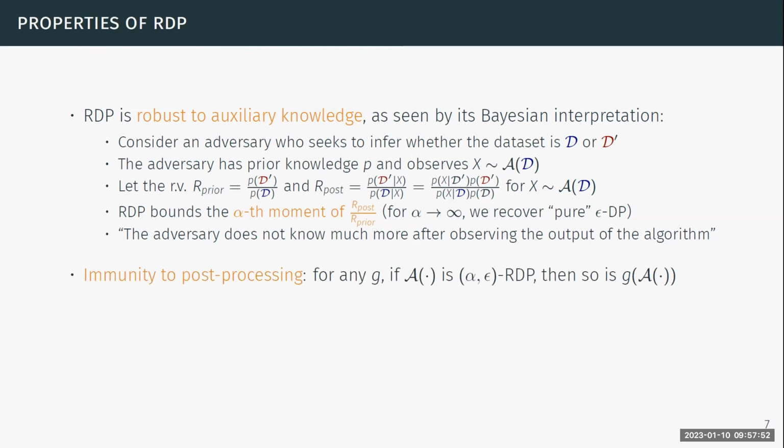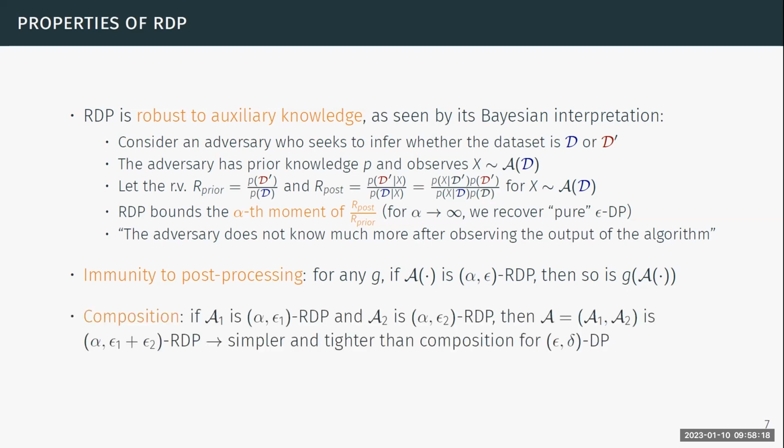Something very important also about this definition is that it is immune to post-processing. So what this means is that if I have an algorithm that is differentially private, then this holds also for whatever post-processing I do on top of the result of the algorithm, right? So this is very important because it means if my algorithm is differentially private, I can publish the result and then people can do whatever they want on top of that. It will preserve the privacy guarantee. Okay, so this is a very important property to have.